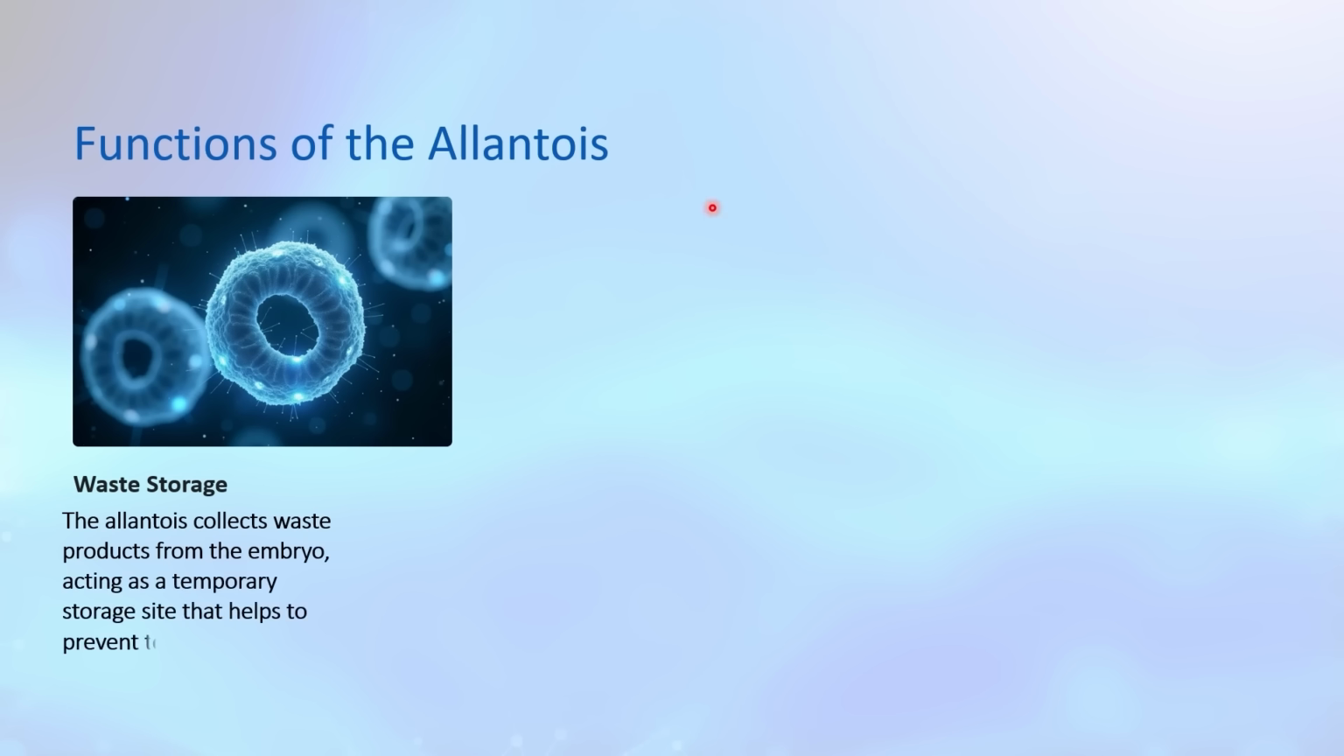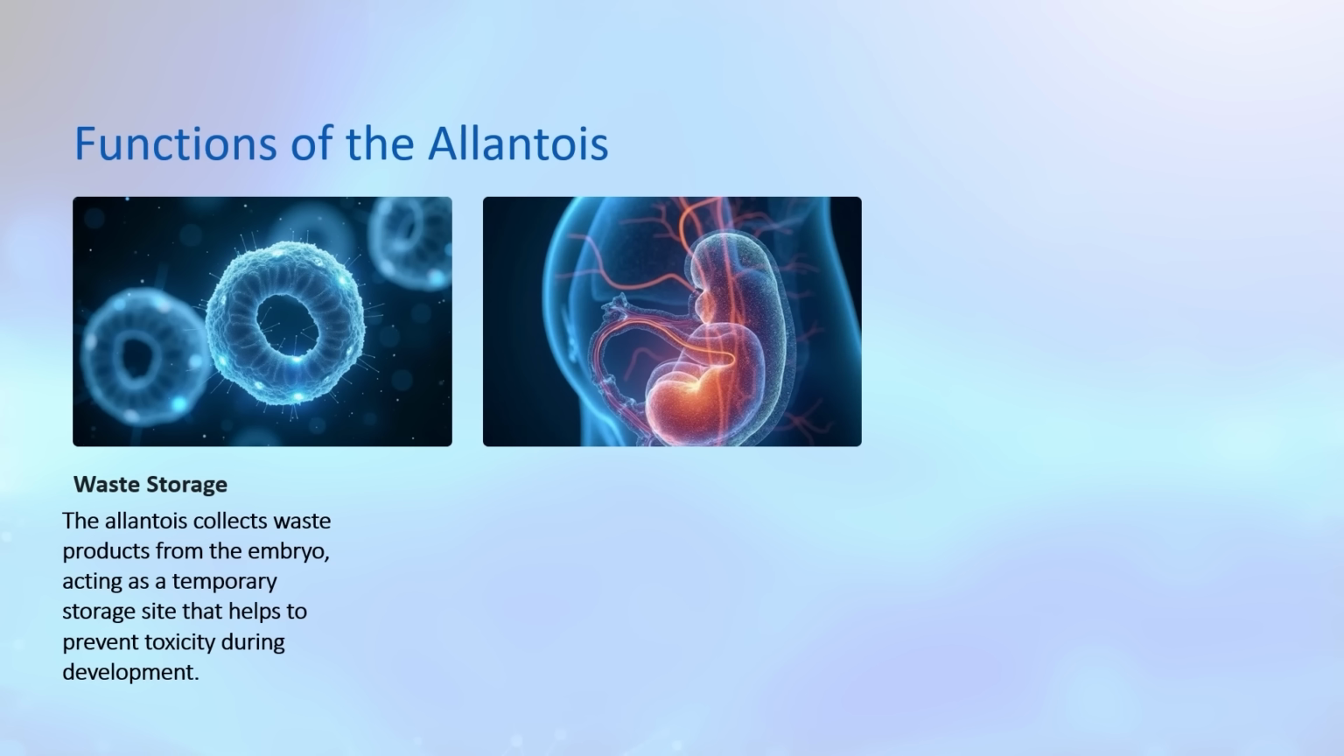Let us move to the fourth and last extra embryonic membrane called allantois. Coming to the functions of allantois, it is useful for waste storage. The allantois collects the waste products from the embryo, acting as a temporary storage site that helps to prevent toxicity during development.